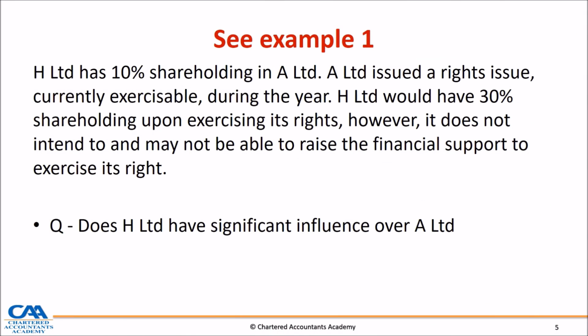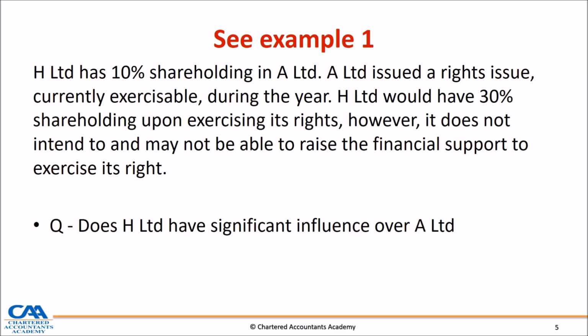Let's say, ladies and gentlemen, we've got an entity called H Limited, and H Limited has a 10% shareholding in A Limited. A Limited issued rights that are currently exercisable as of today or during the year. If H Limited exercises, they would have 30% shareholding in total. Unfortunately, they do not intend to exercise that right because they do not have the financial capability of doing so. So do you think H Limited has significant influence over A Limited?